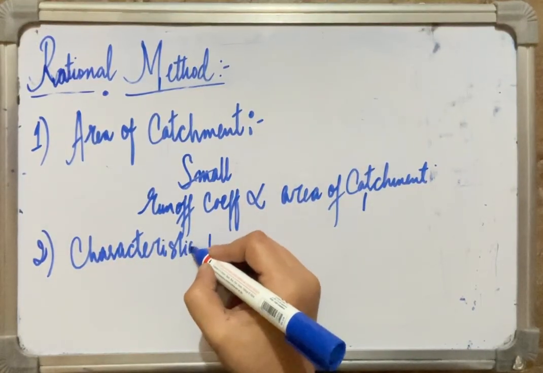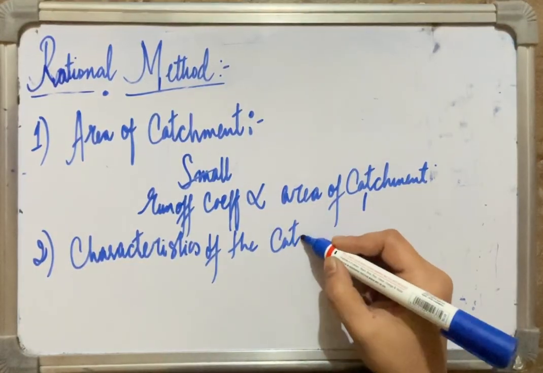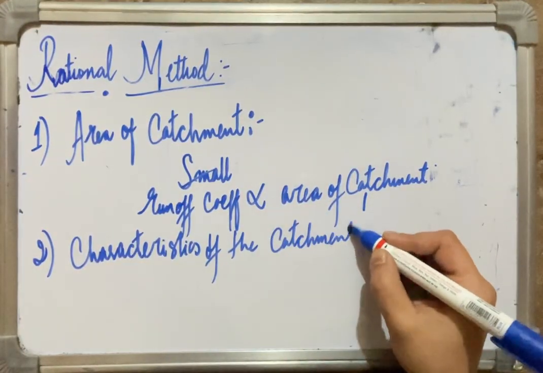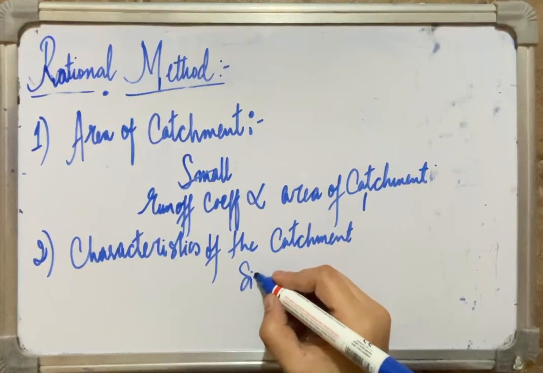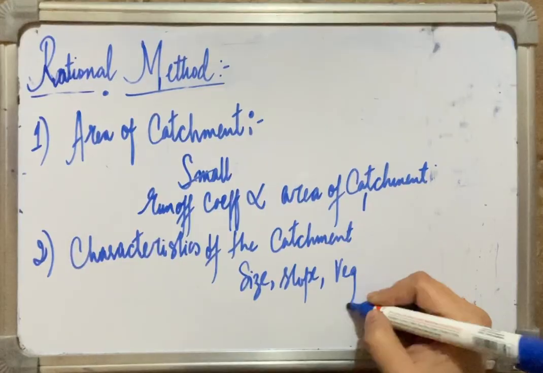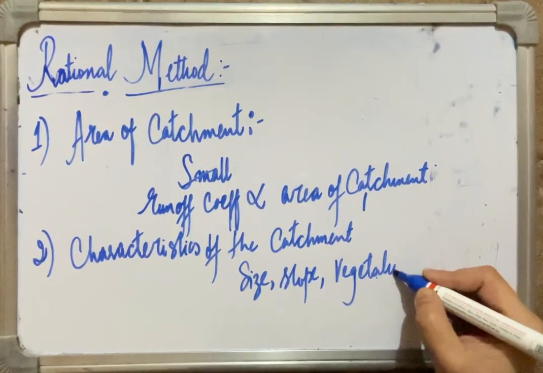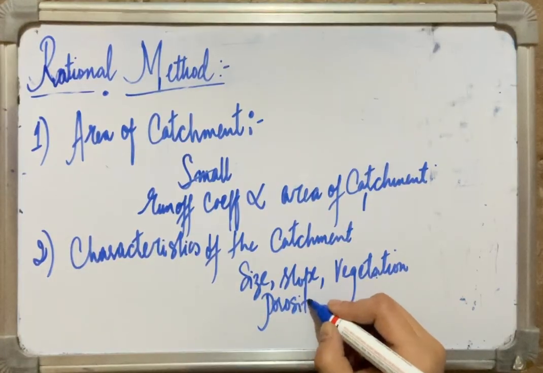Characteristics of the catchment. As already discussed, it's quite essential to study in detail the characteristics of catchment area, as they considerably affect what? The value of runoff coefficient. And the matters which we need to study in particular are size, slope, vegetation, porosity, climate, etc.